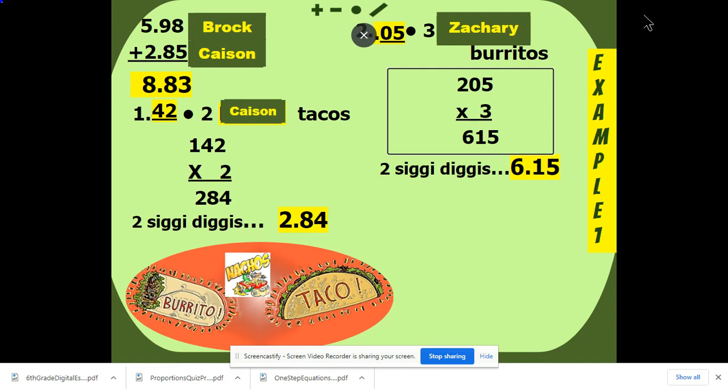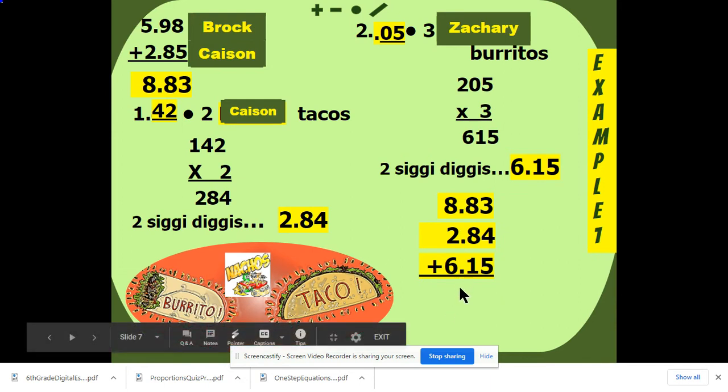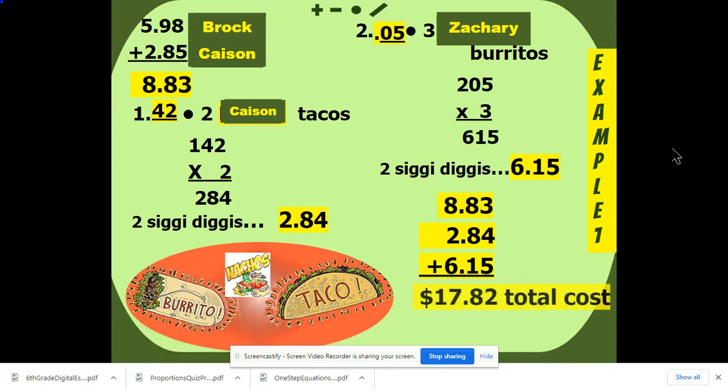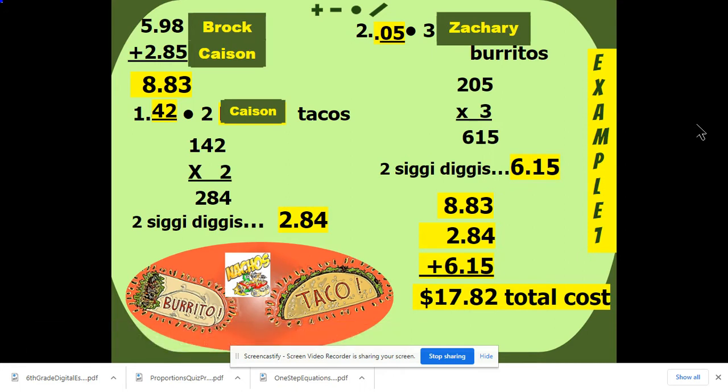So $6.15. And to get a total cost, I'm going to take all of that, lining up my decimal points. I don't have to annex zeros. Just put that decimal point in the answer and add it. And we have $17.82 is the total cost. Adding and multiplying.